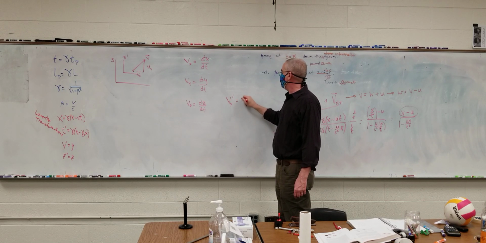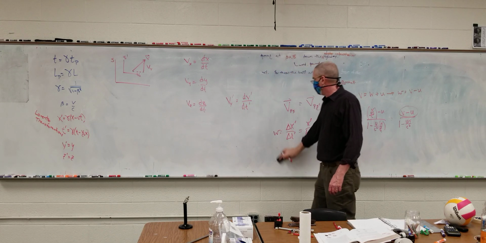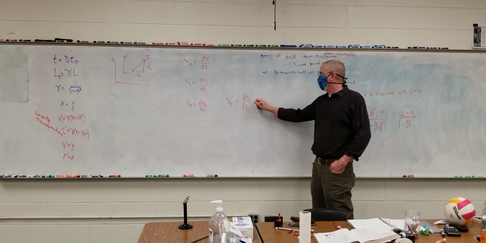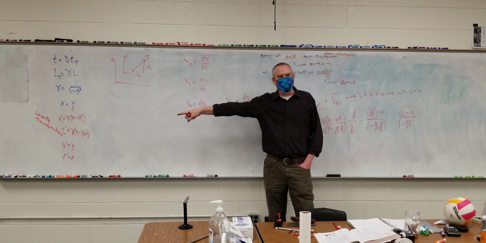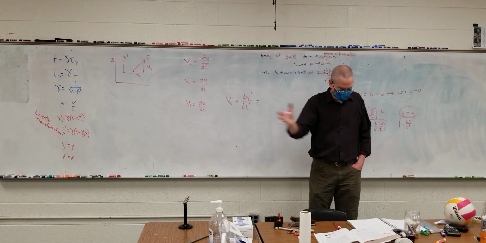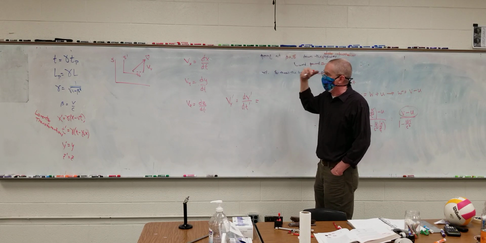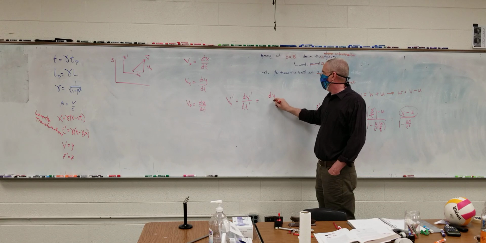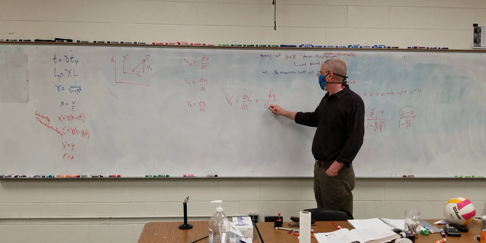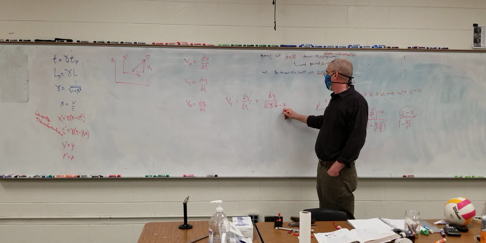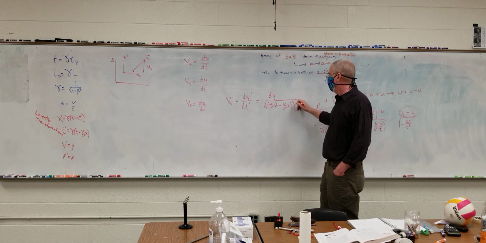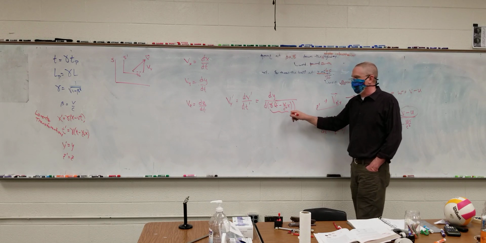So Vy prime would be dy prime over dt prime. Well, I know y prime is just y, because again, we have this thing moving in the x direction, so the prime frame is moving in the x direction. So this is just dy over dt prime down there, which is gamma times (t minus v over c squared x). That's t prime right there.